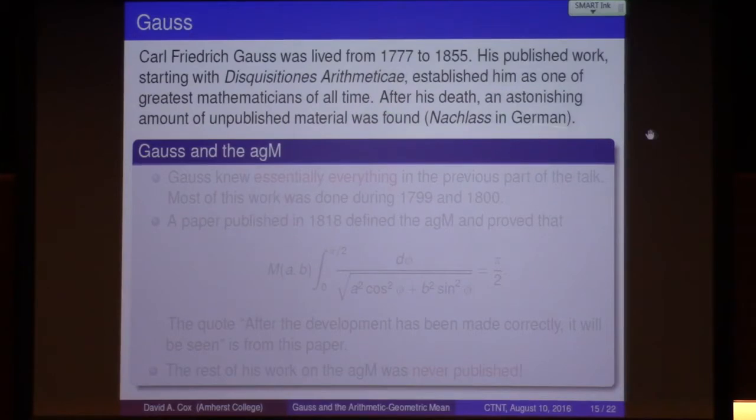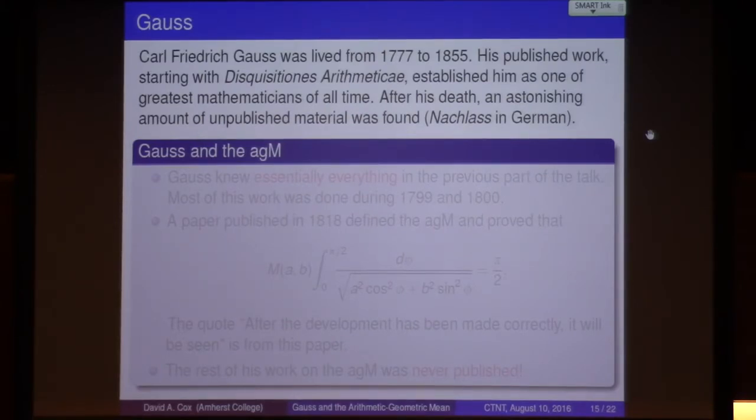So after his death in 1855, people found an amazing amount of unpublished material, and it took them basically 60 years to actually get it all sorted out, published, and stuff like that. And so basically, it's unpublished material. It's called Nachlass in the German.